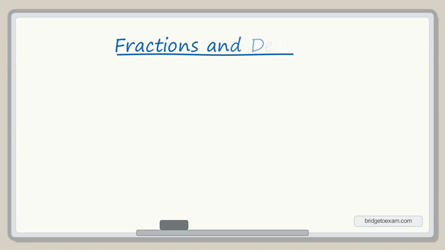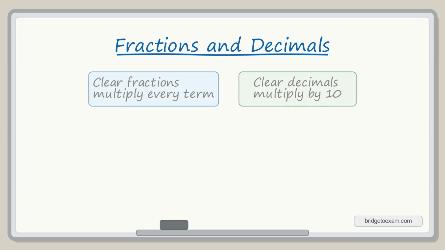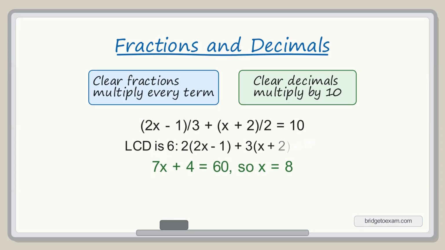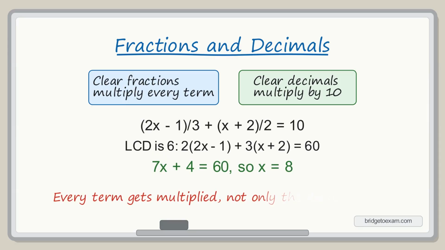For fractions, multiply the entire equation by the least common denominator. In this example, the denominators are 3 and 2, so the least common denominator is 6.